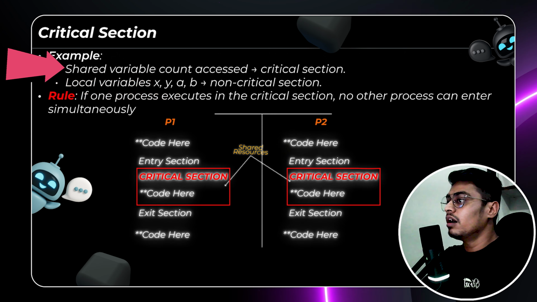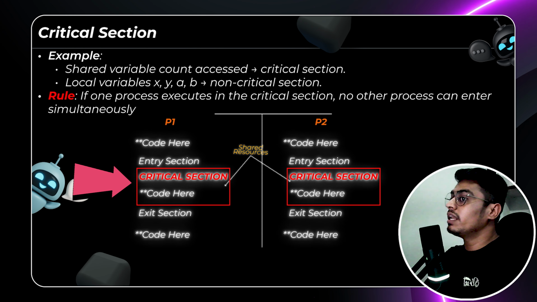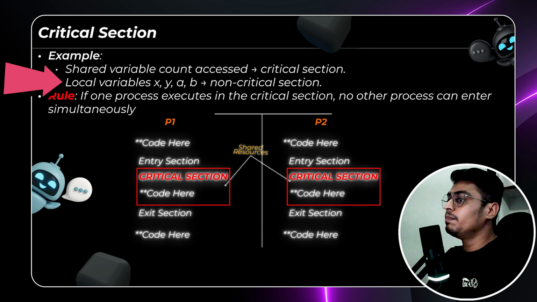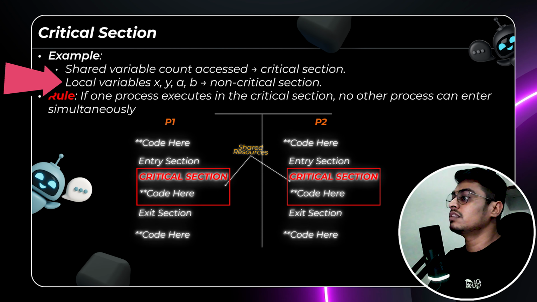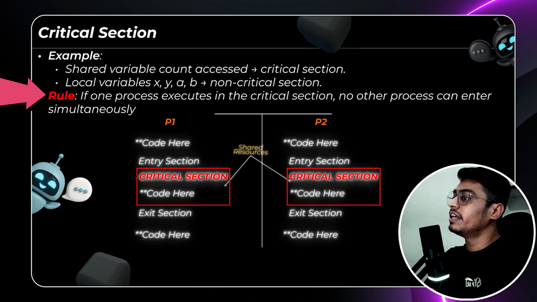For example, if processes P1 and P2 both use a count variable, the portions of code that manipulate this count variable belong in the critical section, while code working with independent variables like x, y in P1 and a, b in P2 will remain in the non-critical section. The fundamental rule is: if one process is executing in the critical section, no other process can enter the critical section simultaneously. This prevents race conditions.